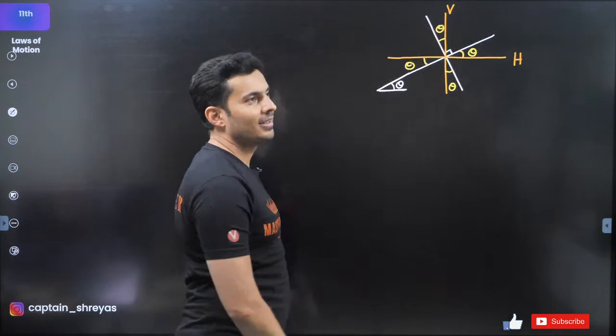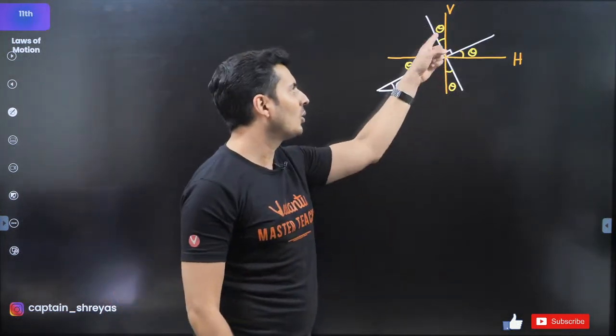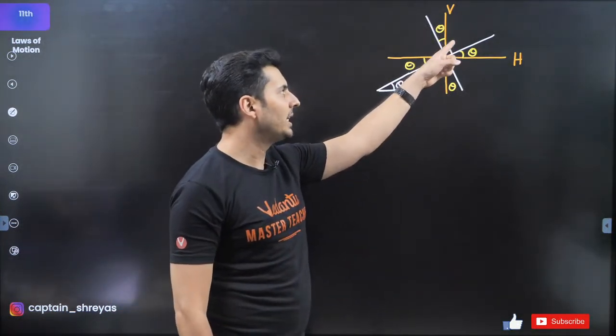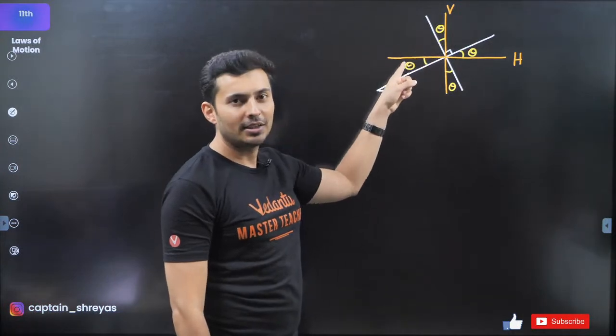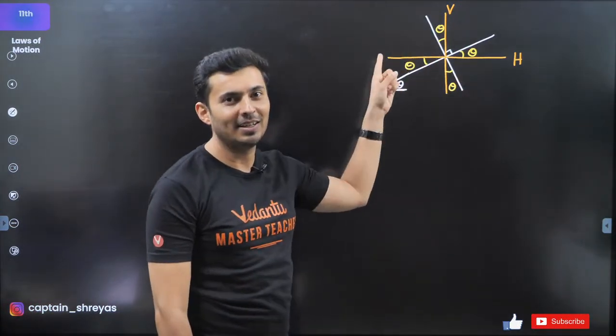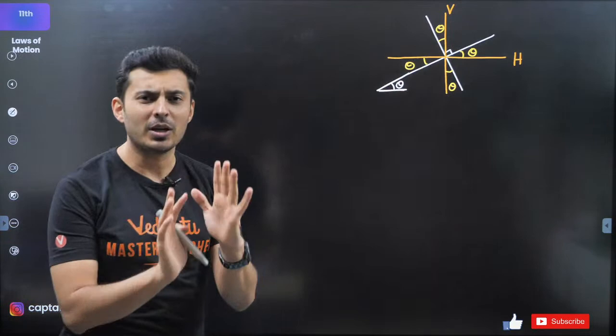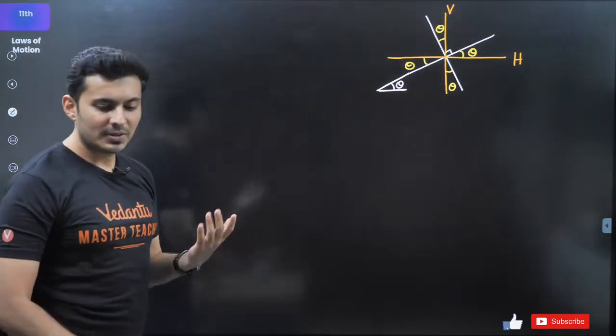Every alternate angle, not the consecutive ones. This will be 90 minus theta, theta, 90 minus theta, theta, 90 minus theta, theta, 90 minus theta, theta. That's how it is. That's how easy it is to look at these questions.